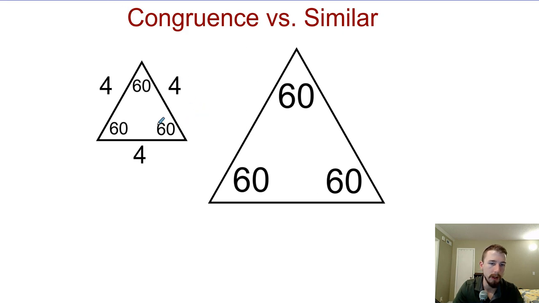Okay, so now both of these are similar because they have the same shape, right? They have the same angles, 60 degrees all the way around. But this is the angle-angle similarity postulate, not congruency. There is no angle-angle congruency postulate.